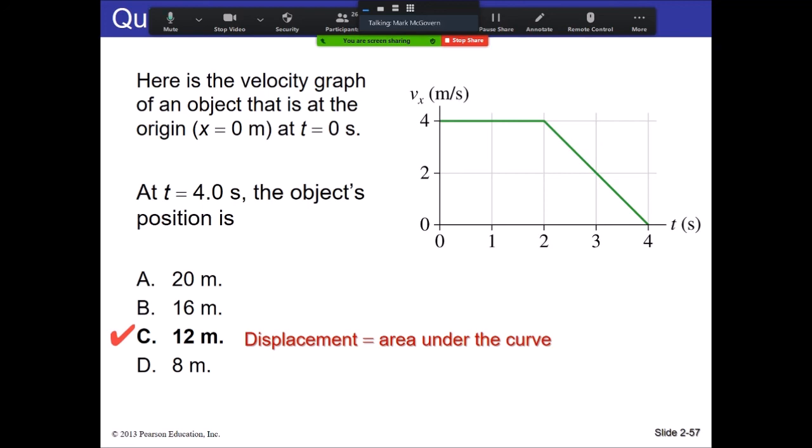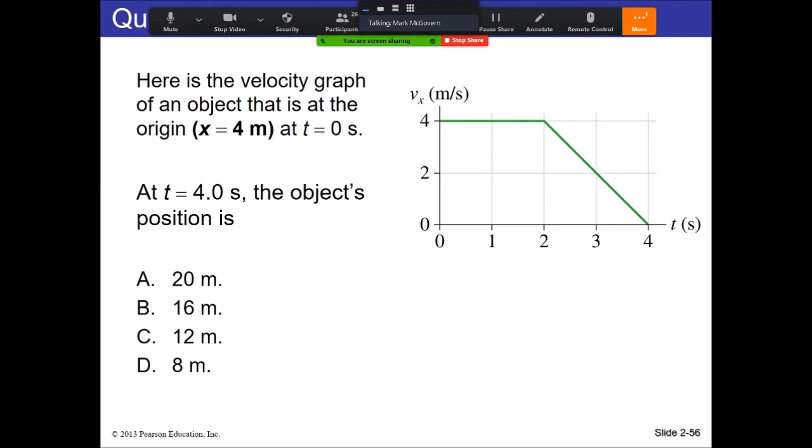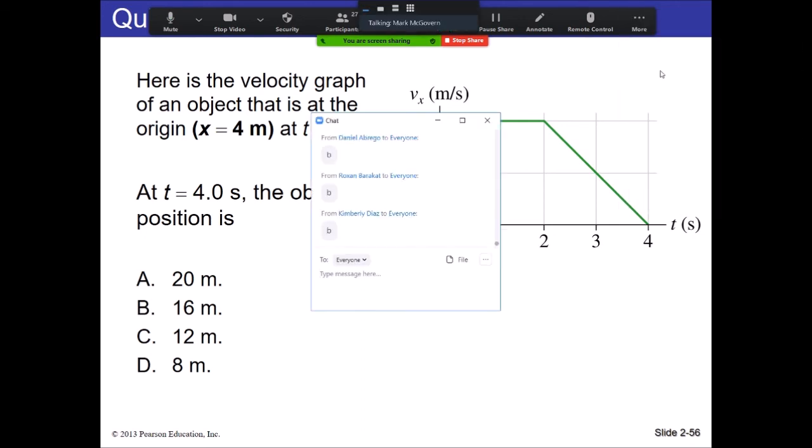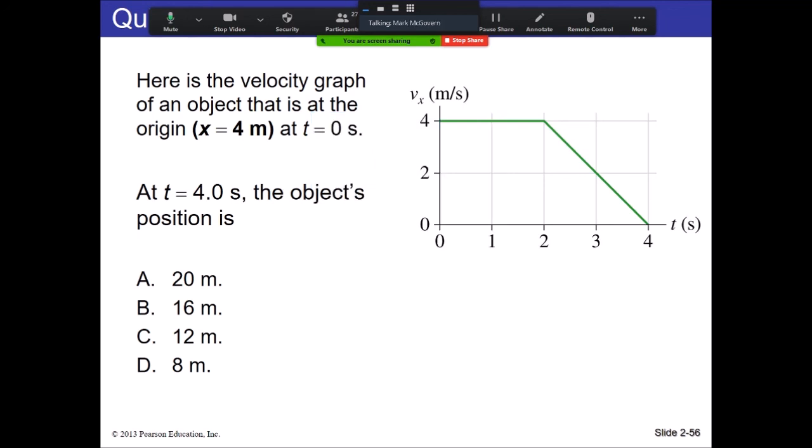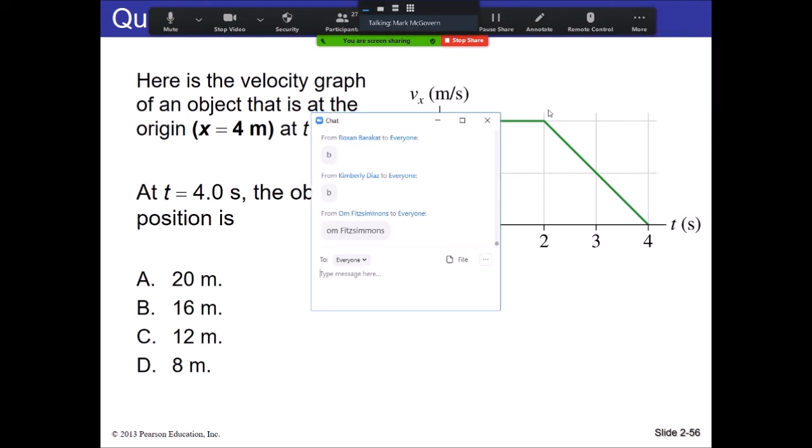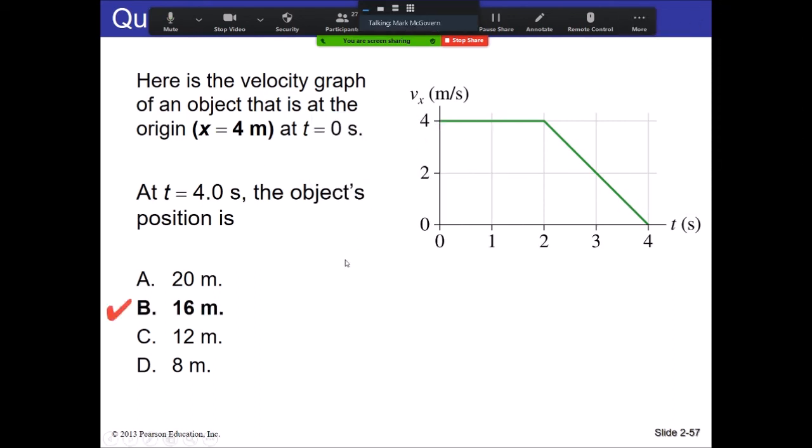So with that being said, what do you think about this question? There's another one. Same exact problem, but now the object is going to start at a position of x equals 4 meters. So then, where would the object end up at the end of 4 seconds? All right, B is good because B is right. The displacement's still 12 meters, but we start at a different location. So the final position ends up being 16 meters, 4 plus the 12. Okay? All right.